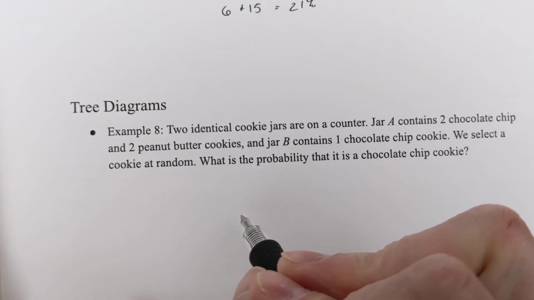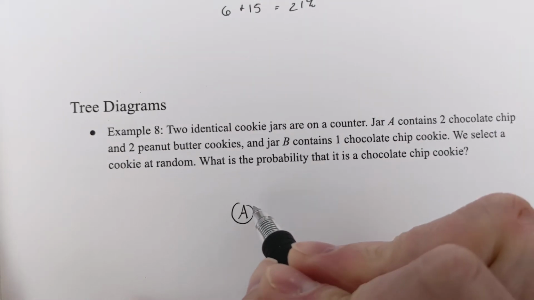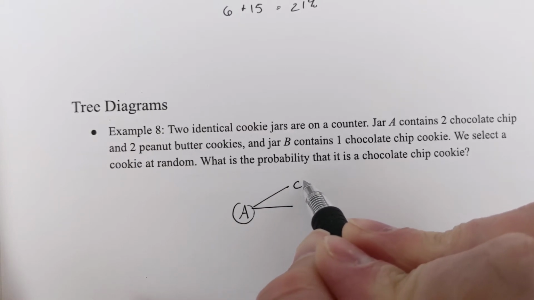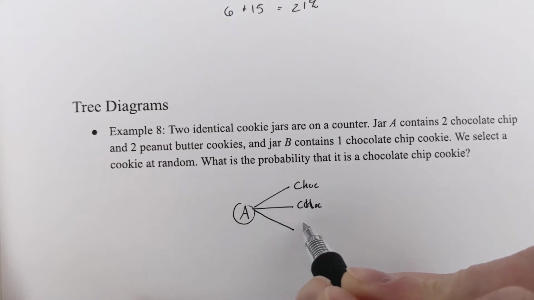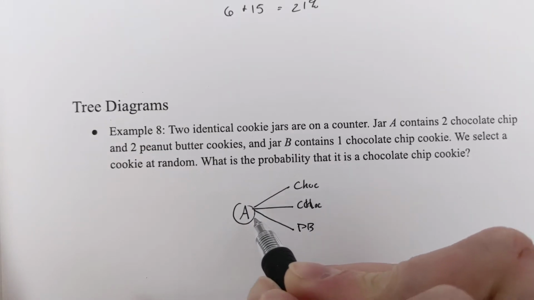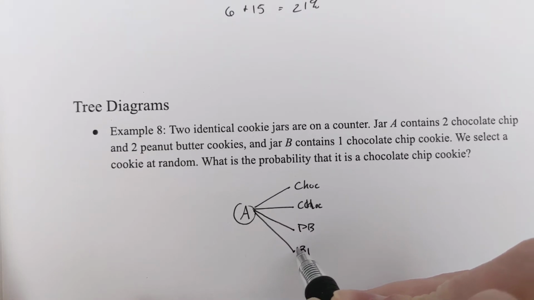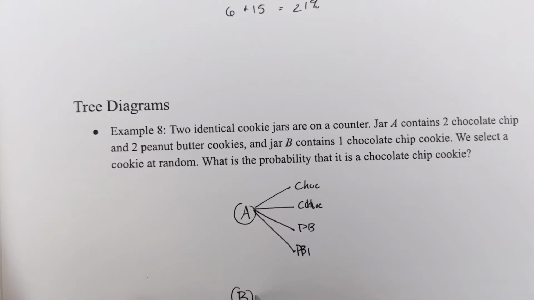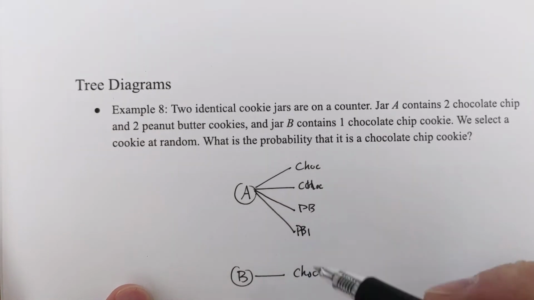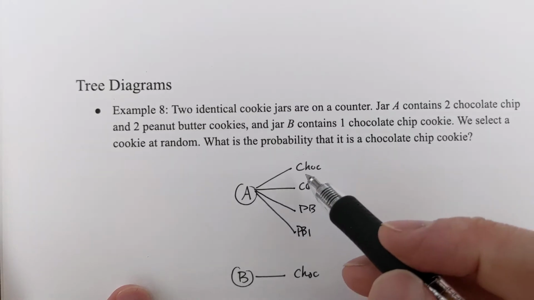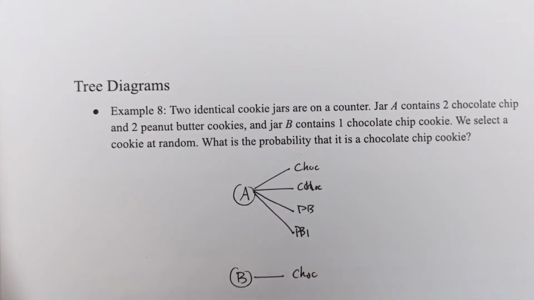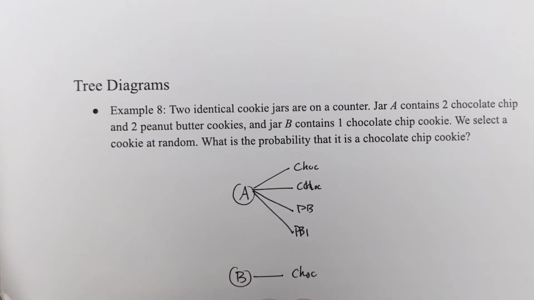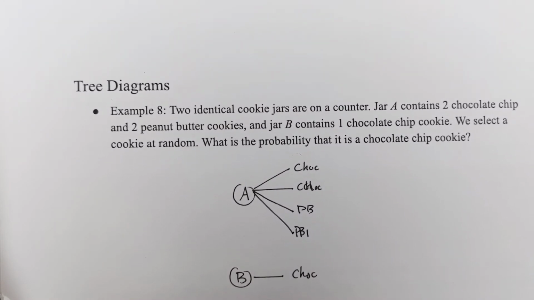Okay, so jar A has chocolate chip, chocolate chip, peanut butter, PB. Jar B has only chocolate chip. Now you wouldn't want to say 3 out of 5, but that's not quite true because this is 2 out of 4 if you are in jar A and 1 out of 1 if you pick from jar B.